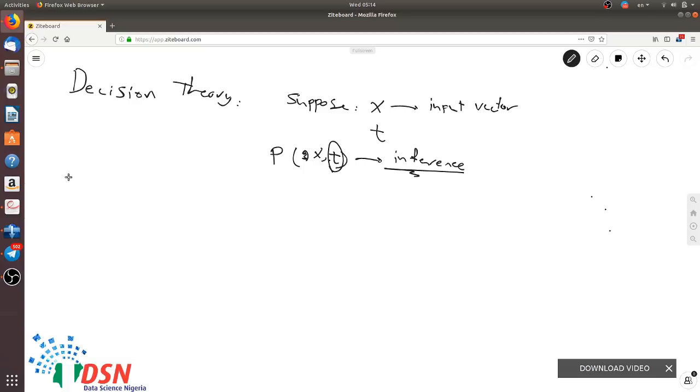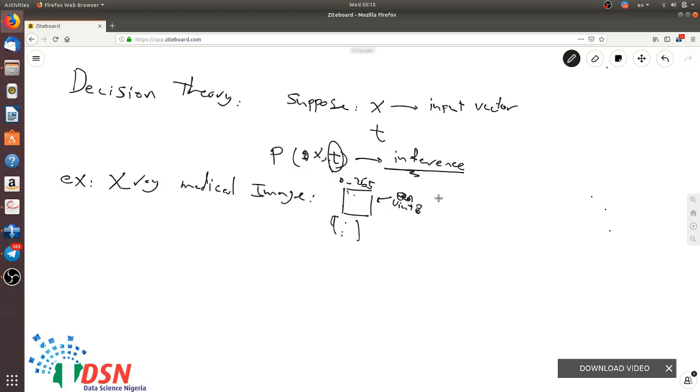Let me clarify this with an example. Let's say you have an X-ray medical image. When you have the image, it means that you have a 2D thing. Maybe you vectorize it or not. If it is uint8, it is unsigned int with 8 bits, so each pixel is between 0 and 255. We call the value of each pixel its intensity. We put all of these pixel intensities in a vector, and the input of our model is x, which is the pixel intensities.